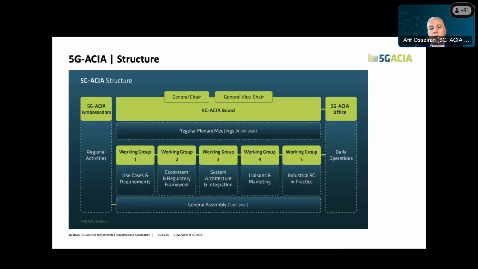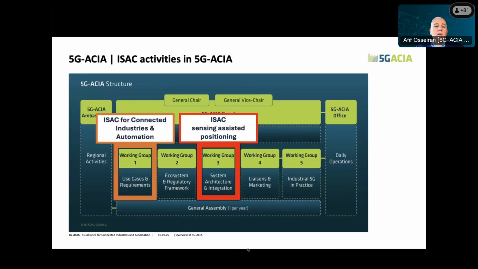I will not go into it on the structures. You can go to our webpage and find more details. But in particular, if you zoom in to working group 1, and this is the next slide, you will find we had released a white paper, this is mentioned by Didier, on ISAC for connected industrial use case automation.